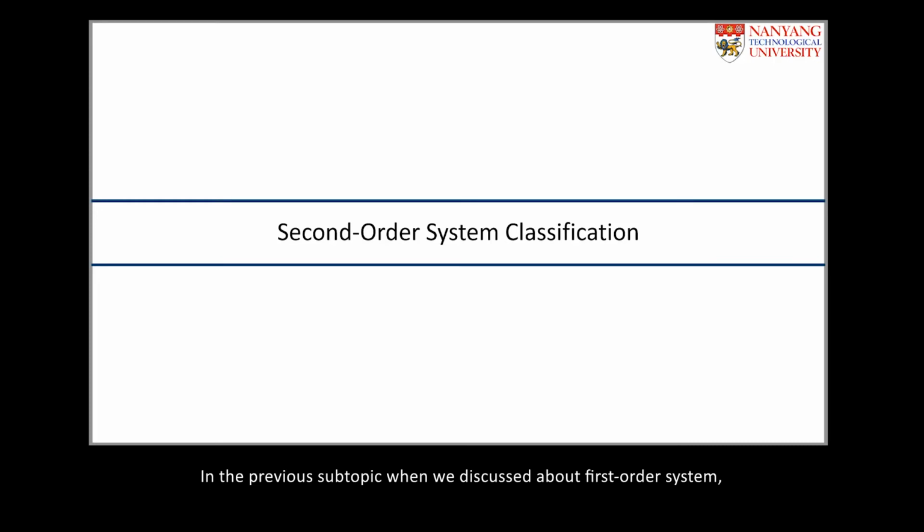In the previous subtopic, when we discussed first order systems, we looked at the effect of each parameter on the dynamic response of the system. We are going to do the same thing here, but a second order system is a little bit more complex than a first order system. So let's discuss the second order system in a bit more detail before we discuss the effect of the parameters on the dynamic behavior.